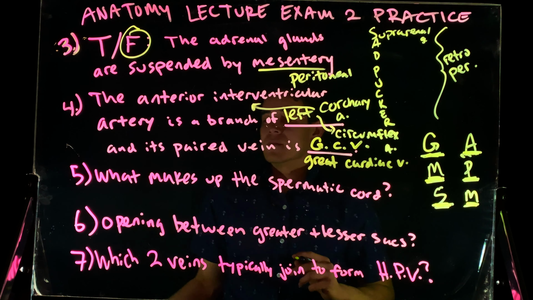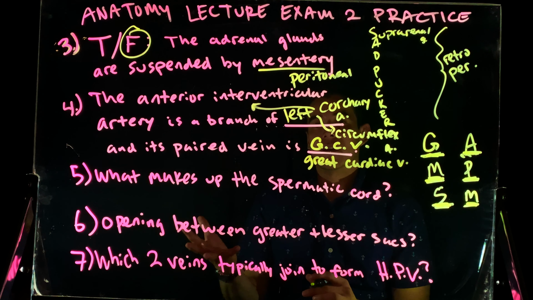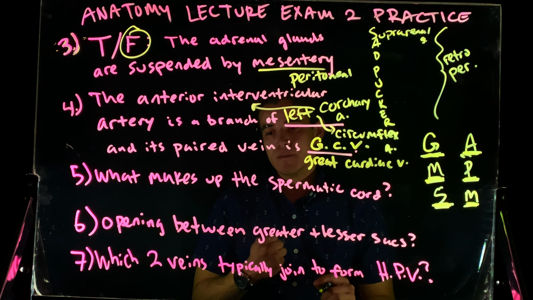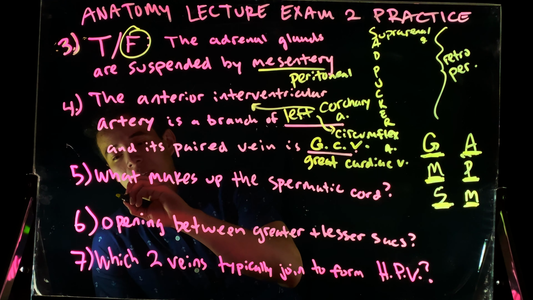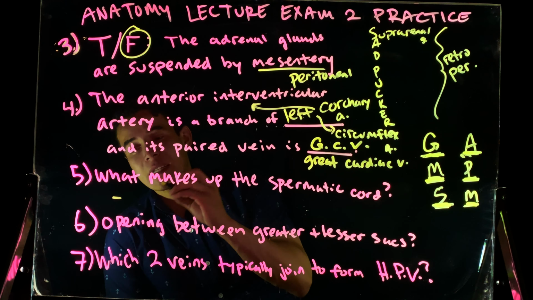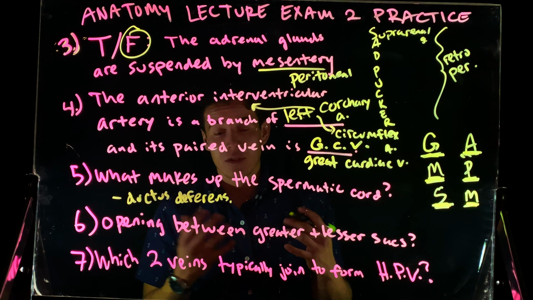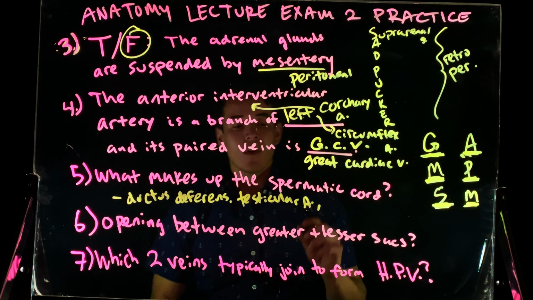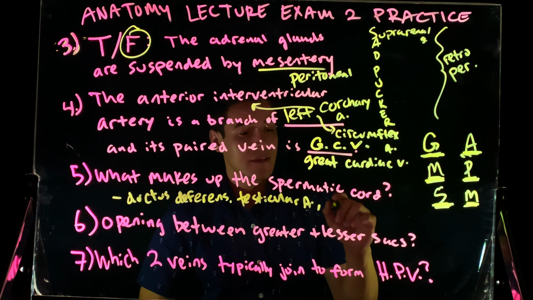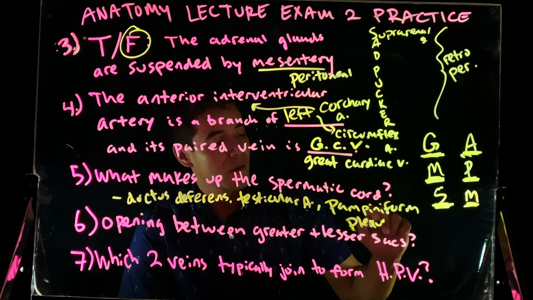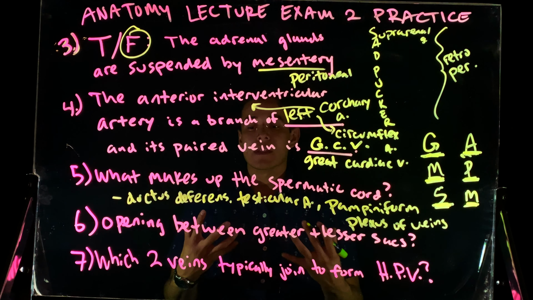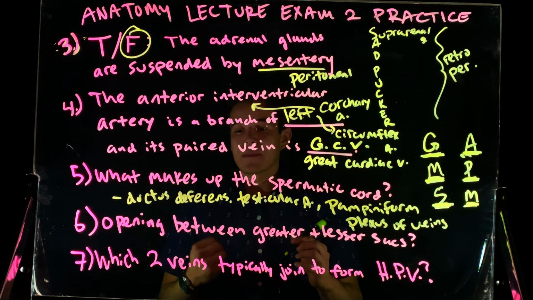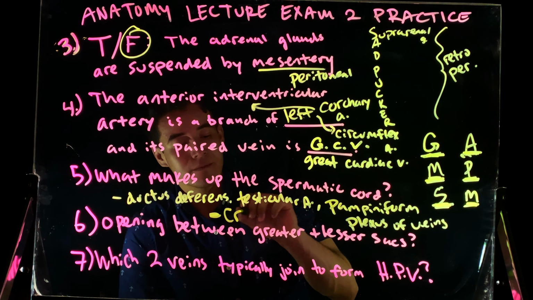Great cardiac vein, okay? Number 5 says, what makes up the spermatic cord? So what do you guys think makes up the spermatic cord? Well, we learned in lab that the spermatic cord has the ductus deferens. What else does the spermatic cord have? It has my testicular artery. We also have the pampiniform plexus of veins. And for the lecture portion, it's important to know that there's one additional thing that makes up the spermatic cord, and that's going to be my cremaster muscle.